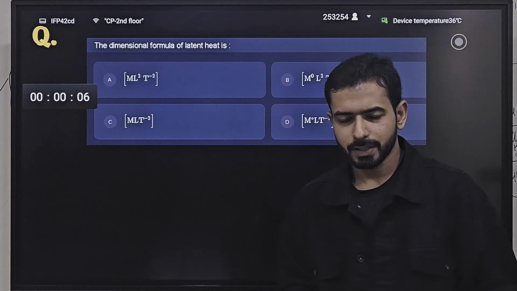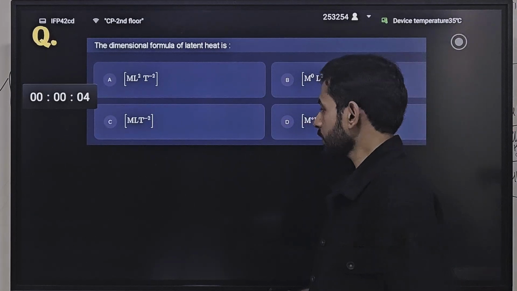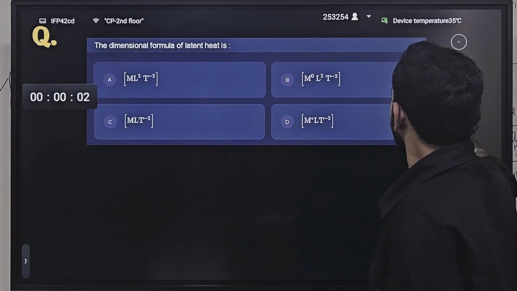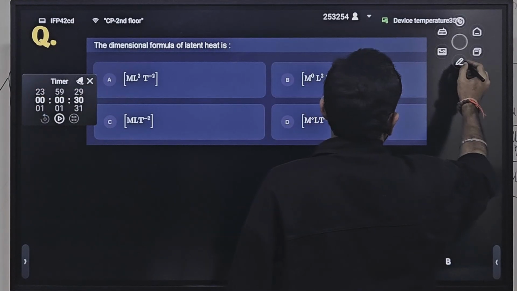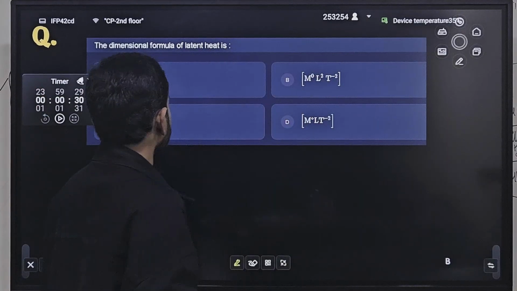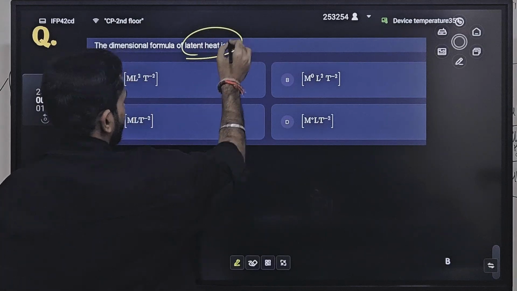I hope that all of you got the answer till now. So let's see how to solve this question. Dimension formula for latent heat, very easy question.